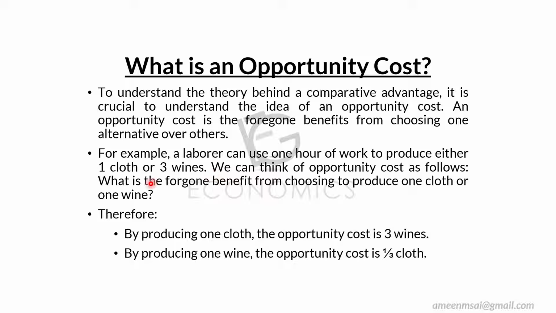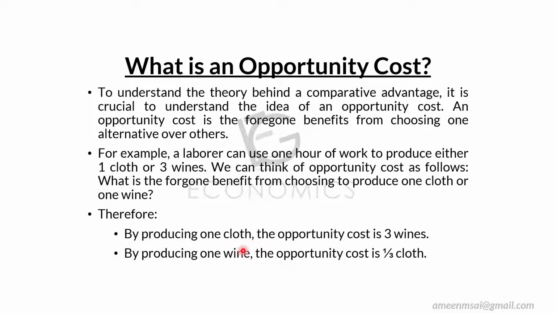So what is the opportunity cost here? What is the foregone benefit from choosing to produce one cloth or one wine? If he chooses to produce one cloth, what is the benefit that he misses? And if he chooses to produce one wine, what is the benefit that he misses? So therefore, just concentrate on these two points.